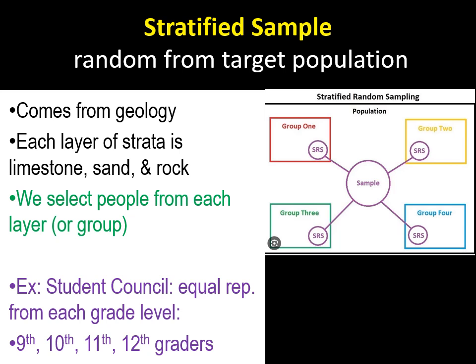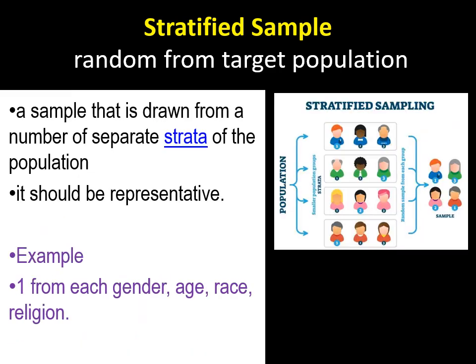So it's stratified. So for instance, let's say you want student council at your school to have equal representation from each grade level. So you would have 5 9th graders, 5 10th graders, 5 11th graders, 5 12th graders. It would be stratified and it would be equal from each of those levels. So a sample is drawn from each of the separate strata of the population. And again, that should be representative of that group.